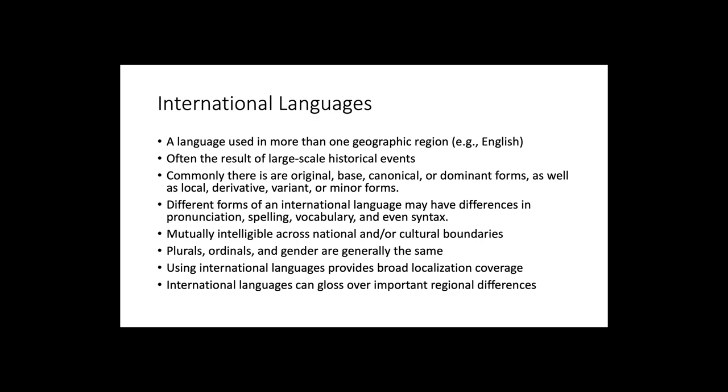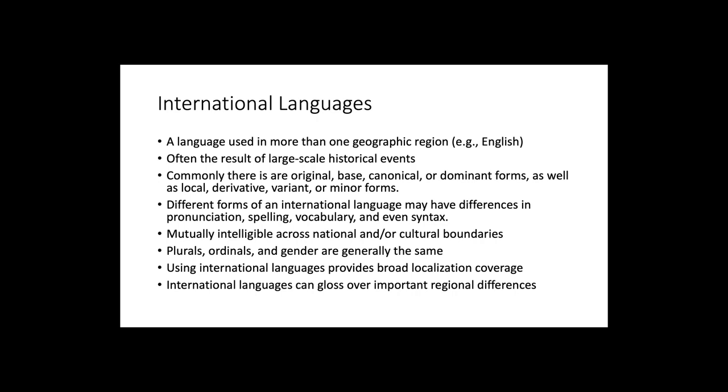A good example of an international language is English. English is international in the sense that, while it may evidence certain regional differences, its different forms are all mutually intelligible to people who speak English, even if they are in different parts of the world. An example of a non-international language would be Japanese, since, to my knowledge, Japanese is only used as a primary or secondary language in Japan.